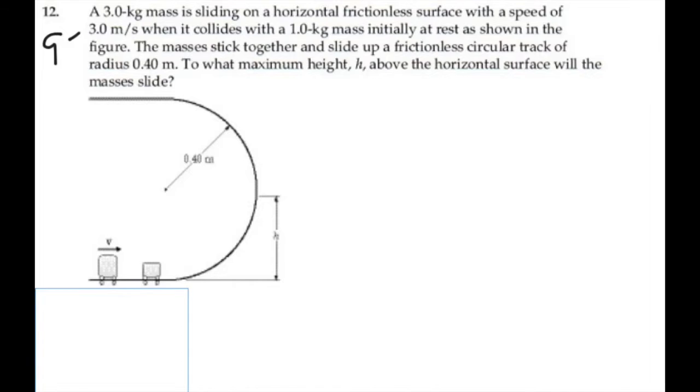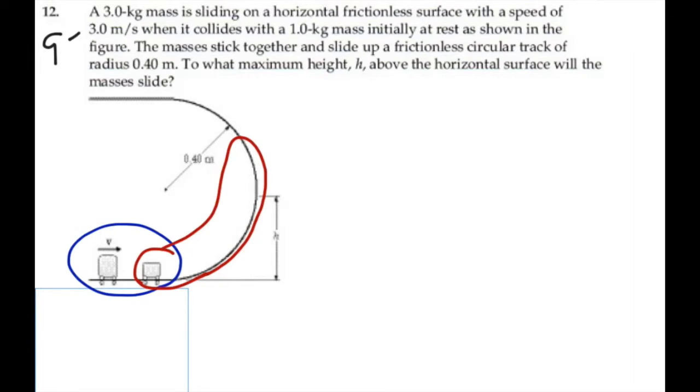Alright, so what we really have here are two problems in one. We're going to have a collision between these two masses, and that will involve conservation of momentum. And then we'll have a second problem, which will involve the masses sliding up the curved incline to some height, and that will be conservation of energy. So we're going to have these two problems to deal with. Let's look at the first problem first.